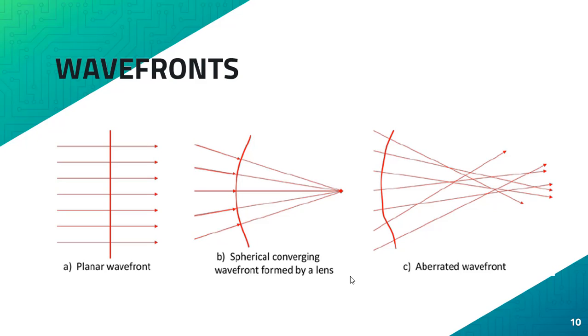Now, we have here different forms of wavefronts. We have planar wavefront for A. Then, we have spherical converging wavefront formed by a lens. So you can see here that it is spherical. And then, we have aberrated wavefront. So they are in different directions. So our wavefront for letter C is not smooth.